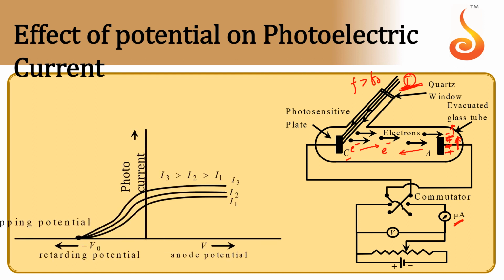So in the graph it is very clearly shown. On the x-axis I have taken the potential, on the y-axis the photocurrent. From here, when the potential value increases positively, the current increases by a small amount, and thereafter it reaches saturation. For different intensities, the experiment is conducted. But when the negativity on the anode plate is increasing, then what happens? The photocurrent value also decreases. Finally, they come to a common point. We call that the stopping potential.